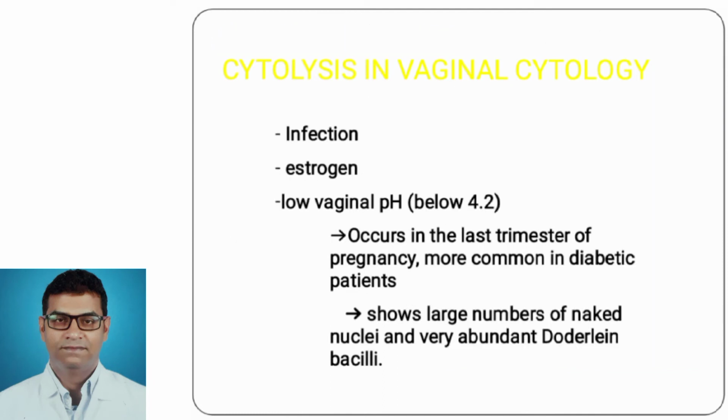Cytolysis in vaginal cytology: infection, estrogen, and low vaginal pH below 4.2 occurring in the last trimester of pregnancy, and more common in diabetic patients. It shows a large number of naked nuclei and very abundant Doderlein bacilli.